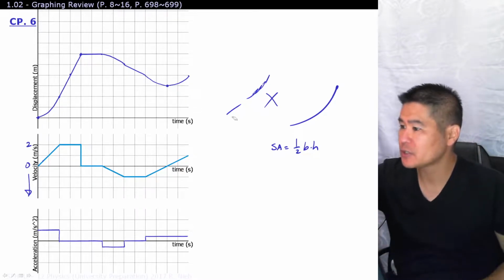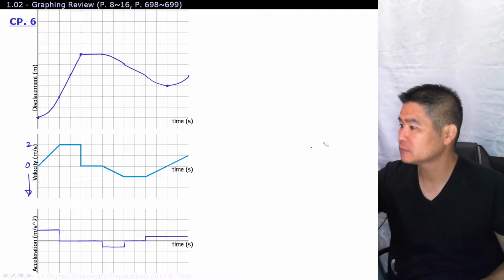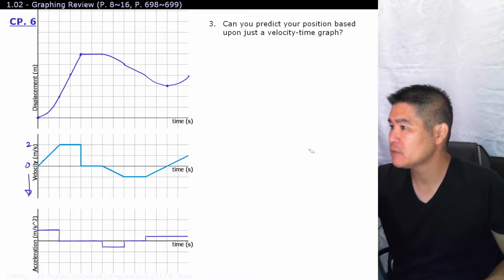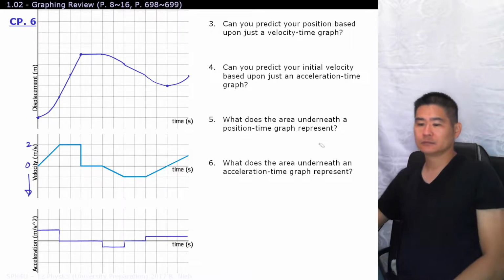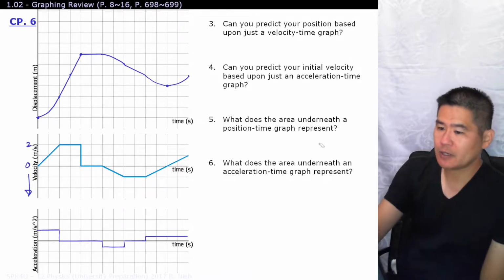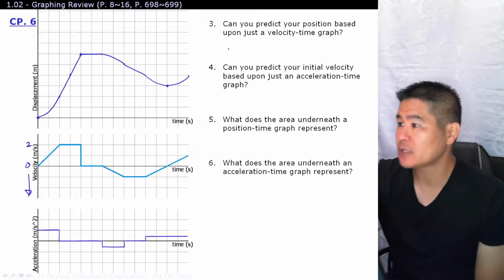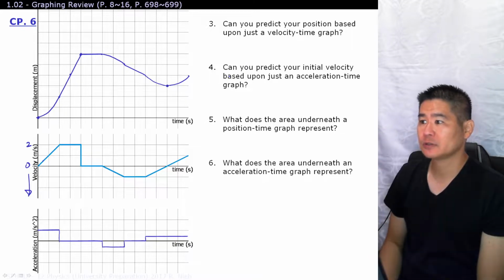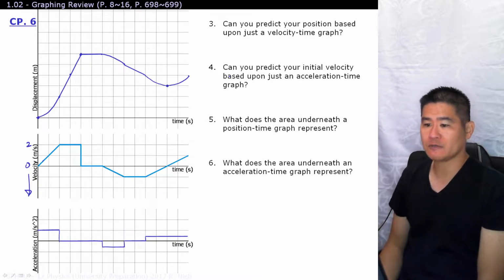I think there's a few questions on the right, and let's answer them before we finish off on today's adventure. First off, can you predict your position based upon just the VT graph? Remember how we said the VT graph just tells you how much you've moved forwards or backwards. It doesn't tell you where you started. So no, you cannot predict the position unless you know that you started at position 0. So that's the answer for number 3. Unless you know that you started at position 0, you can't figure out where you're located just on a VT graph alone.